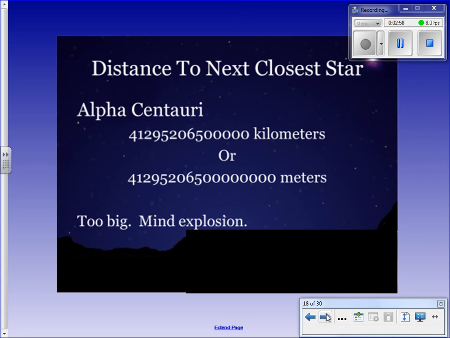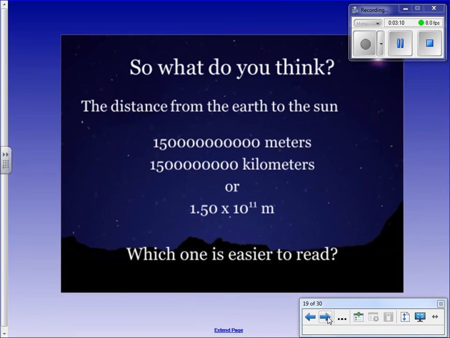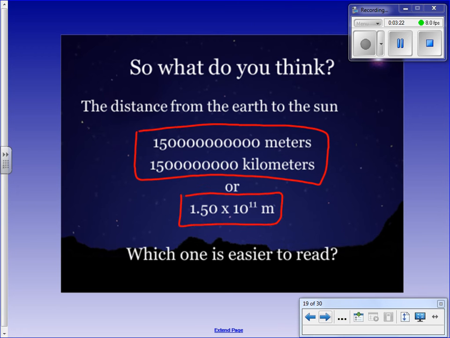Here's some more: the distance to the next closest star, Alpha Centauri. These are really big numbers. It's too big for us to even comprehend. So scientific notation gives us an easier way to write these numbers. Which would you rather read, one of these, or 1.5 times 10 to the 11th power? That's much easier to read.